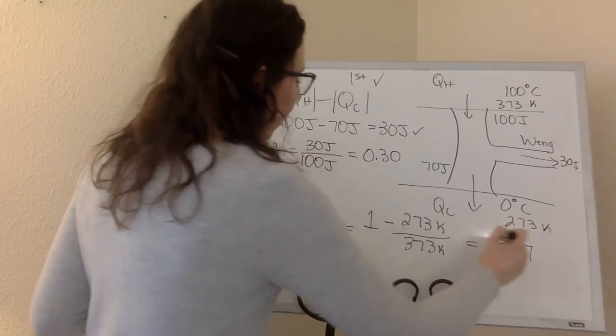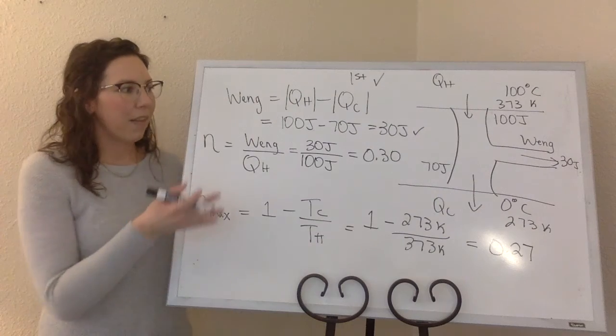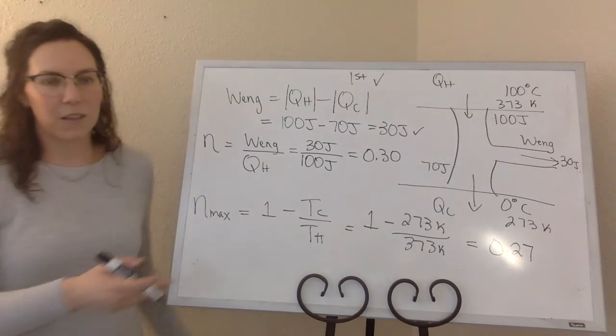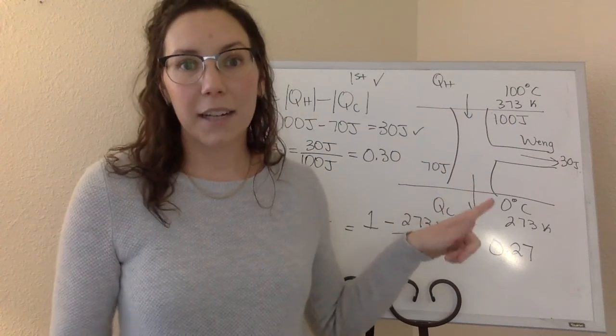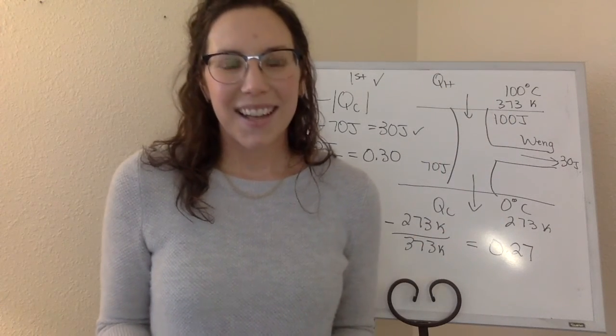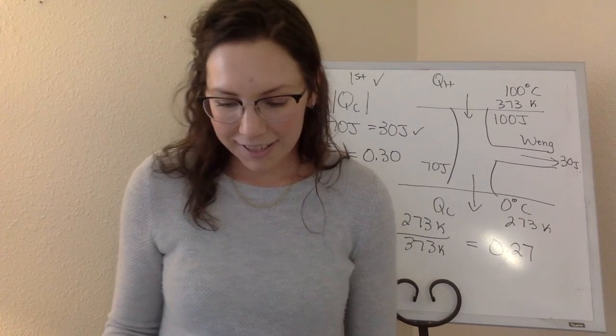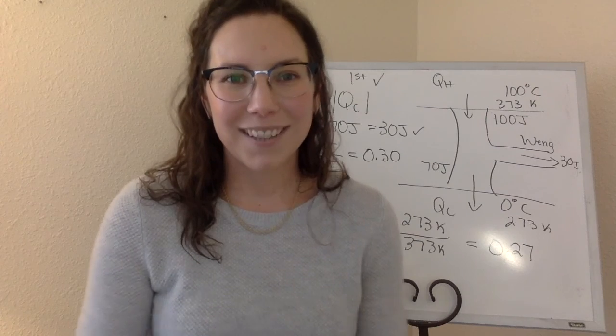So an engine of this type could only be up to 27% efficient, and this one looks like it would be 30%. This maximum efficiency is based on any engine operating between these two temperatures, Th and Tc. And so we found that this one is not possible. Okay, so let me know if you have any questions about that.